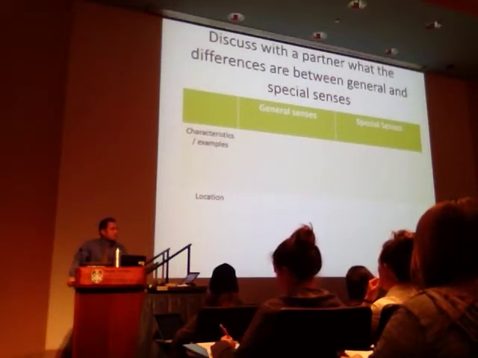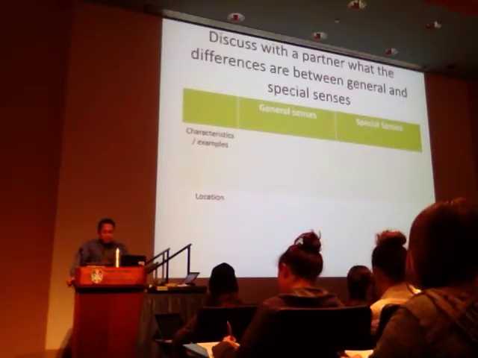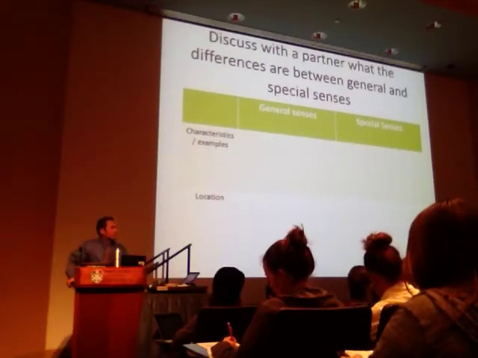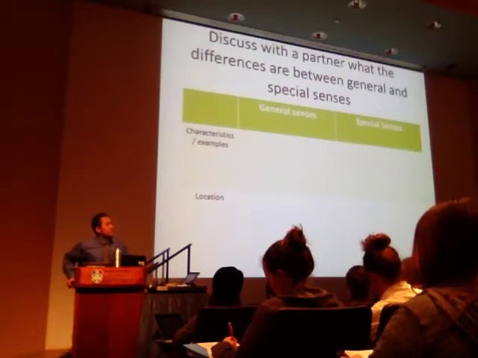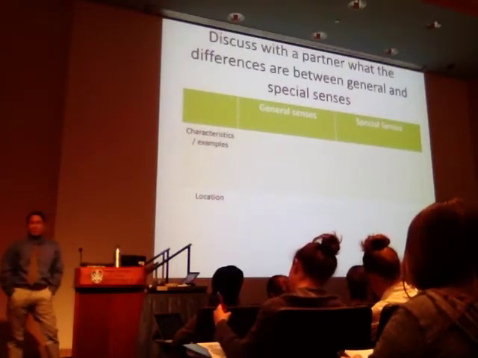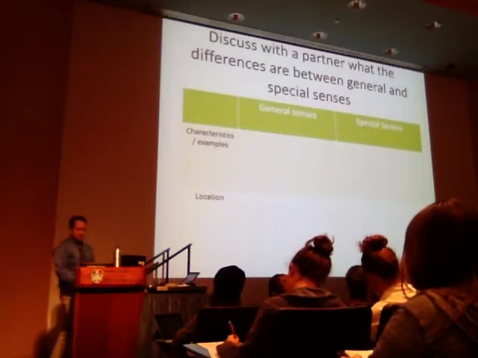Some examples: touch, pressure, like Meissner's corpuscles, stretch, heat, cold, pain. Some areas where you would see them throughout the body are in the skin, in joints and muscles, in tendons, in the viscera.